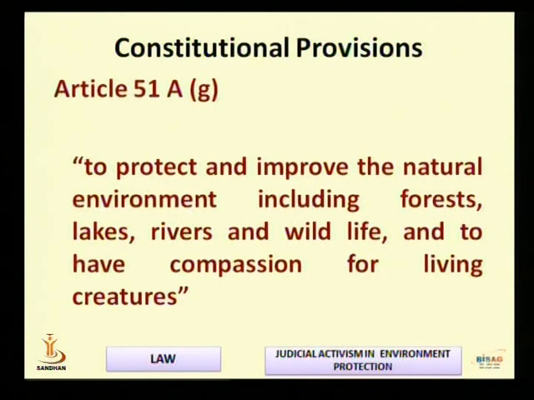And the third provision of the Indian Constitution is included under Chapter 4A by way of Article 51A clause G. As contained under the fundamental duties chapter, it is the duty of each citizen to protect and improve the natural environment including forests, lakes, rivers, and wildlife, and to have compassion for living creatures. This fundamental duty is on the shoulder of each citizen of the country to protect the environment, natural resources, wildlife, and the forest of the state.